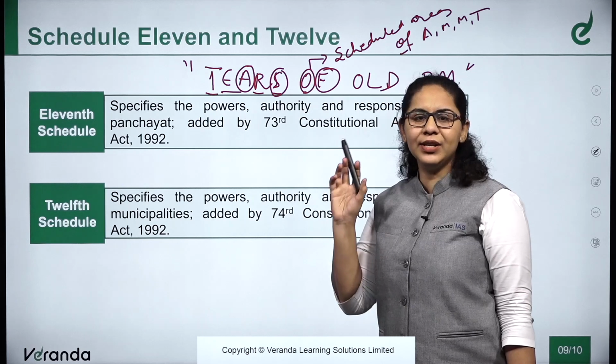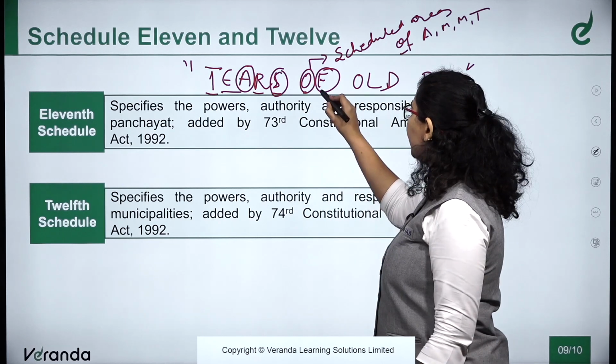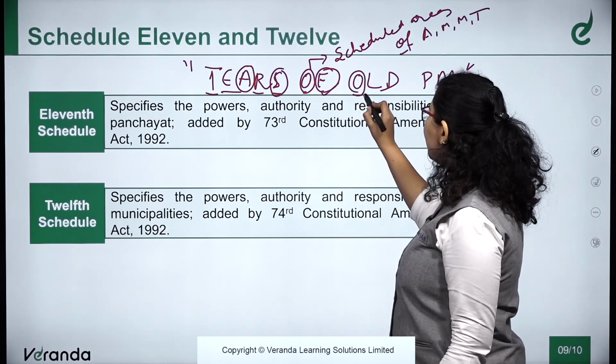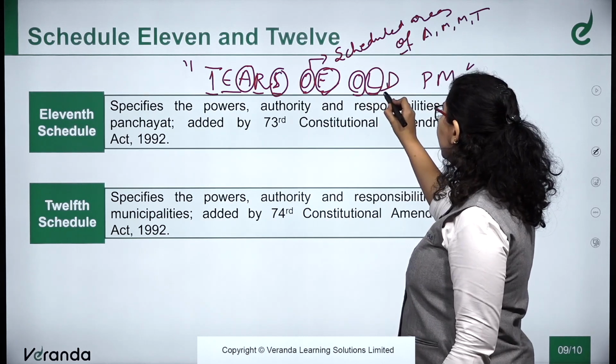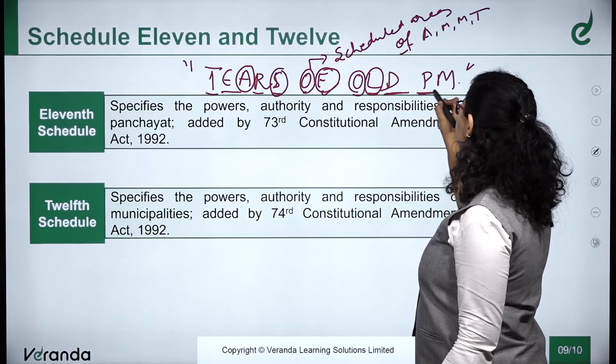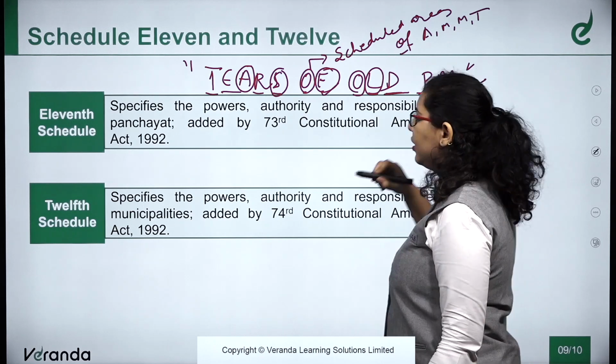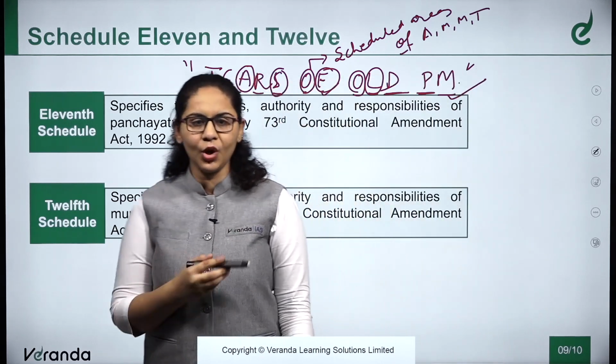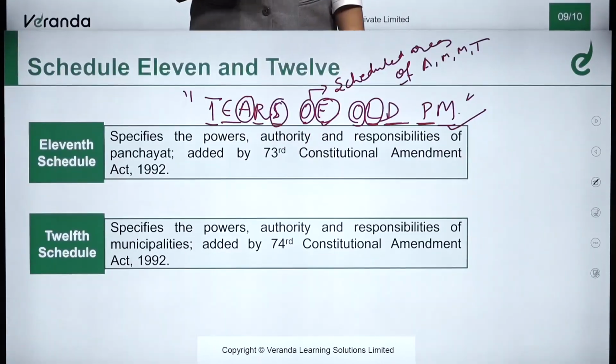That is, we have 3 lists in this schedule. Then official languages, land reforms, anti-defection, panchayats and municipalities. This way you can remember all the important schedules by this mnemonic.